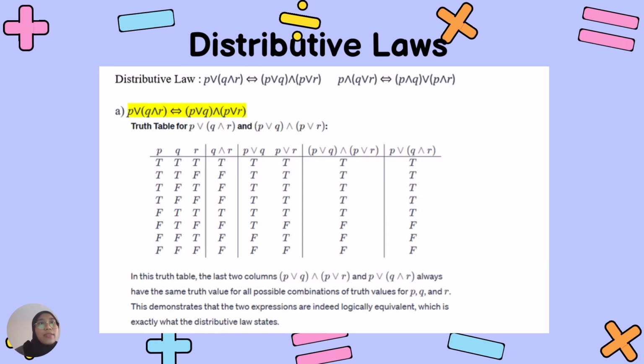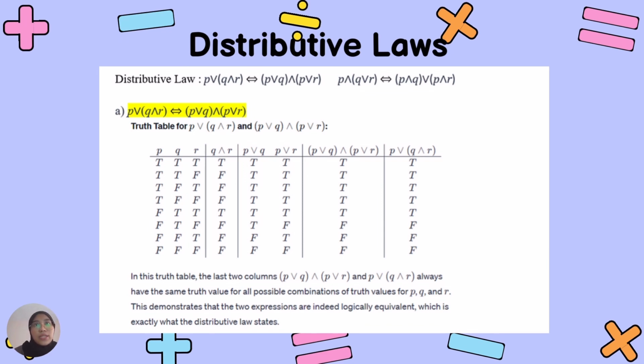In this truth table, the first table, the last two columns, P or Q and P or R, and P or Q and R, always have the same truth value for every possible combination of truth values for P, Q, and R. This demonstrates that the two expressions are indeed logically equivalent, which is exactly what the distributive law states.